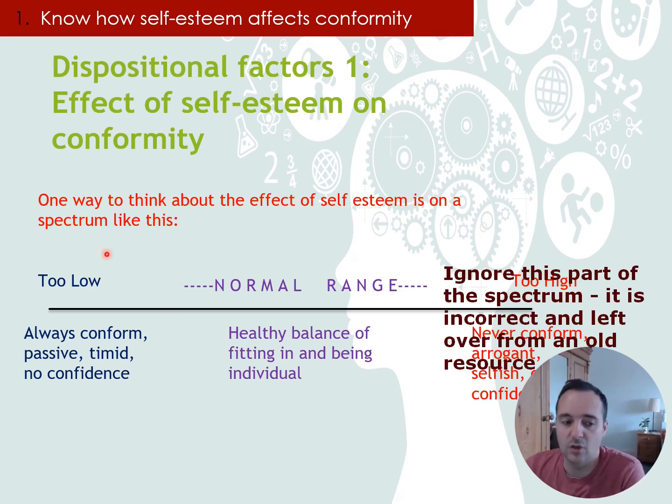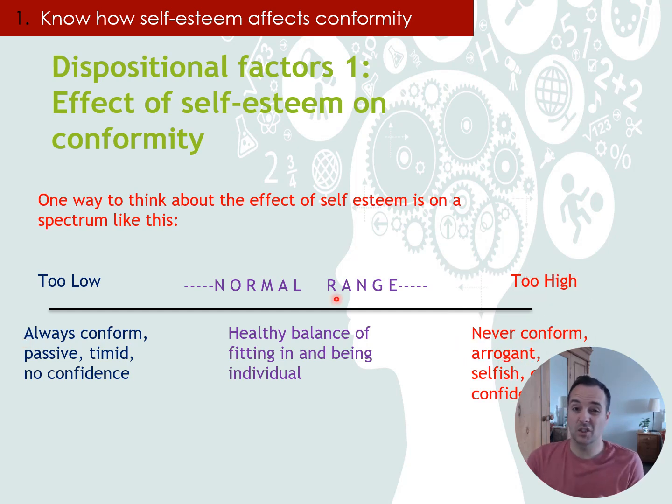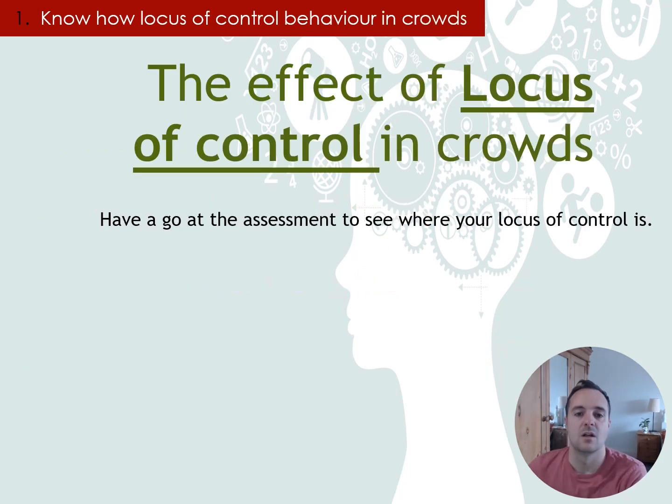When you have very low self-esteem, you will always conform to what others want because you don't have the confidence in yourself to do anything else. And that's essentially what you need to know about how self-esteem links to conformity. Hopefully that makes sense. So the second of the dispositional factors is locus of control.